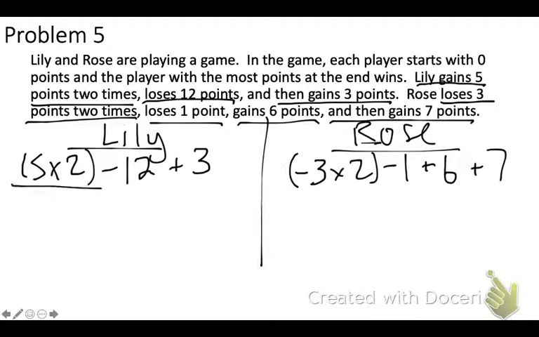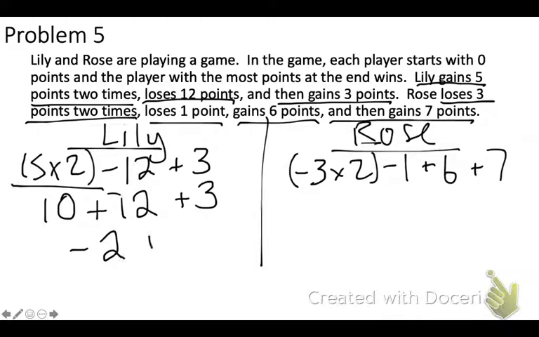So for Lily, we're going to multiply first. So we get 10 minus 12 plus 3. Okay. 10 minus 12, I'm going to add the opposite, so 10 plus negative 12. Different signs, I'm going to subtract and keep the sign of the larger, so that would be negative 2 plus 3, and that gives me 1. So Lily gets 1 point at the end.